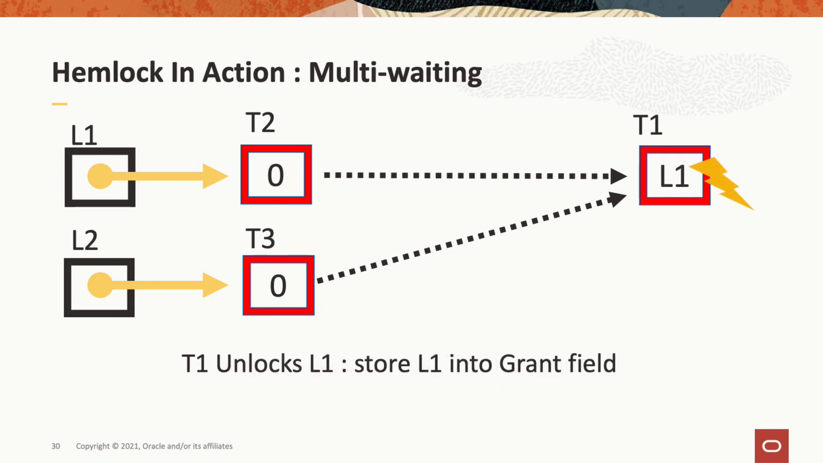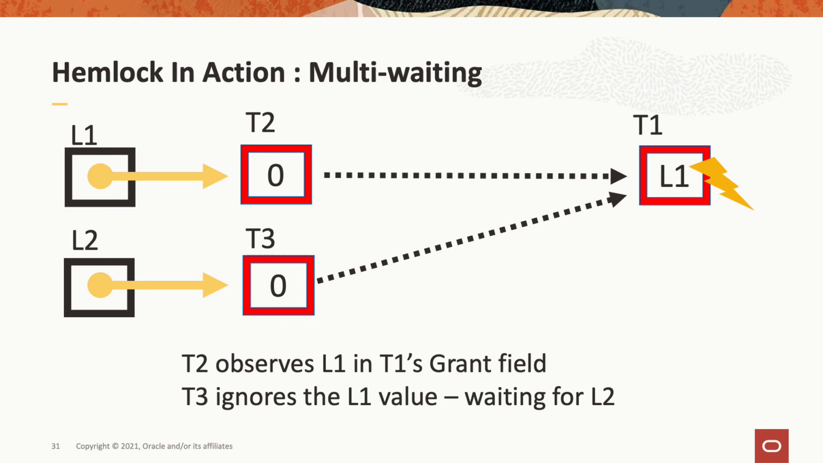With multi-waiting, we've lost the desirable local spinning property where at most one thread busy waits on a given location at one time. Next, thread T1 releases lock L1, and it does so by storing L1 into its own grant field. Both T2 and T3 monitor or busy wait on T1's grant field. T1 has written the address L1 into its own grant field. T2 observes that update, which indicates T1 has transferred ownership to T2. T3 also observes the update and observes the value L1 in T1's grant field. But as T3 is waiting on lock L2, it ignores that update.